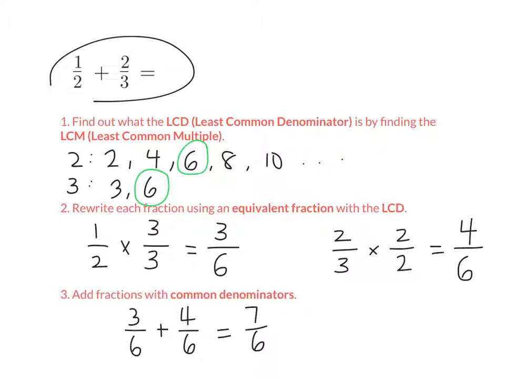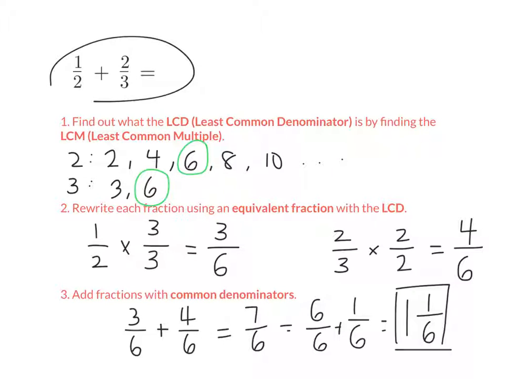Now we have to think to ourselves before we box the answer. Is this in simplest form? How do you know it's not in simplest form? Aradhana? It's not very proper, is it? There's more on the top than there is on the bottom. That tells us there's at least one whole. How many sixths does it take to make one whole? 6. And how many sixths do I have? 7. So would you agree that 7/6 is the same thing as 6/6 plus 1/6? Which means it's the same thing as 1 plus 1/6? There we go. And now it's in simplest form.